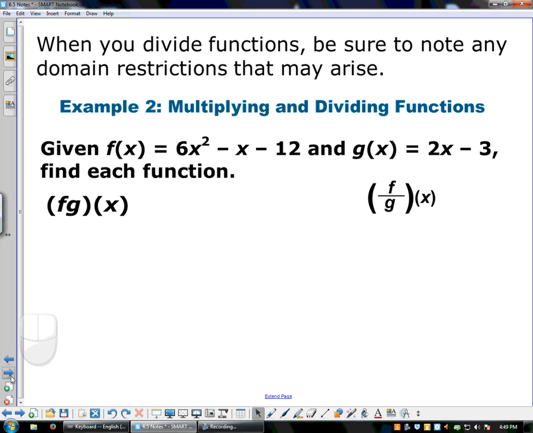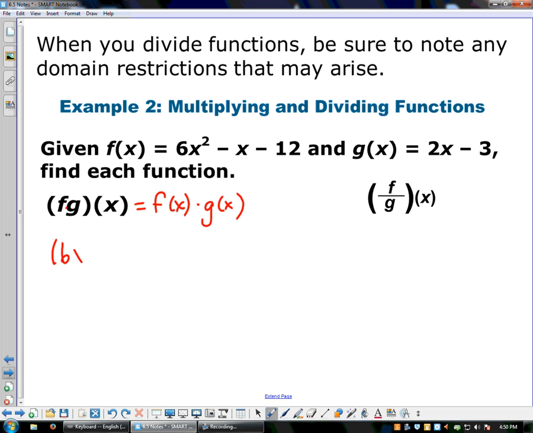Okay, next up, we're going to look at some multiplying and dividing. Just a little note there of caution. When you divide functions, be sure to note any domain restrictions that may arise. So when you do the division, anything that would make the denominator equal to 0, you must rule out. All right, first up, we're going to multiply. Again, f g of x really means f of x multiplied by g of x. That's our notation, right? There's like a multiplication symbol between those.